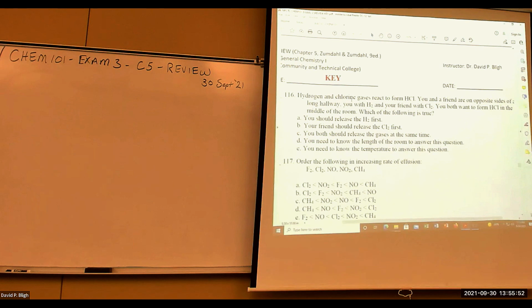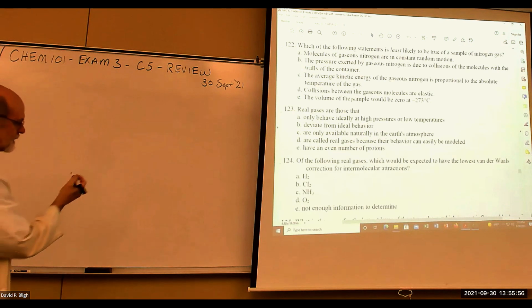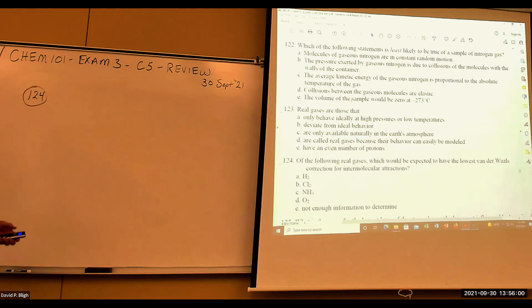Let's look at 124. 124. Of the following real gases, which would be expected to have the lowest van der Waals correction for intermolecular attraction? Okay, in order to answer this question, what he's saying is, if it has the lowest correction factor, which one is the closest to ideal.